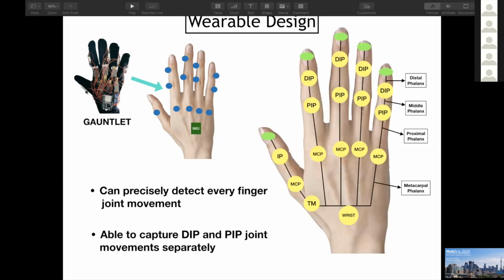Now, in many of the previous wearable designs, we have seen that they consider that DIP and PIP movements are related to each other. DIP is the distal phalanx and PIP is the proximal phalanx. However, there are several less frequent but important cases in which these movements occur differently, and they need to be analyzed. So this wearable is able to capture those movements separately as well.